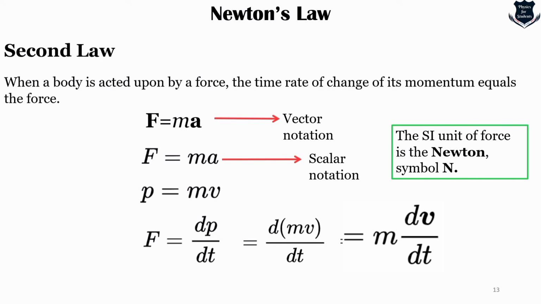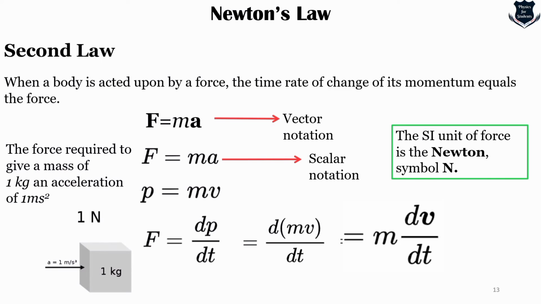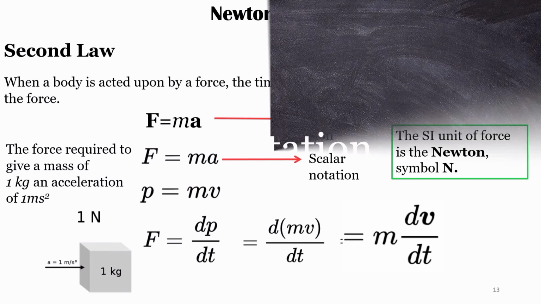And from here we get the SI unit, the Newton, which is the force required to accelerate a given mass. This is 1 Newton, the force required to move 1 kg with an acceleration of 1 meter per second squared. Right.